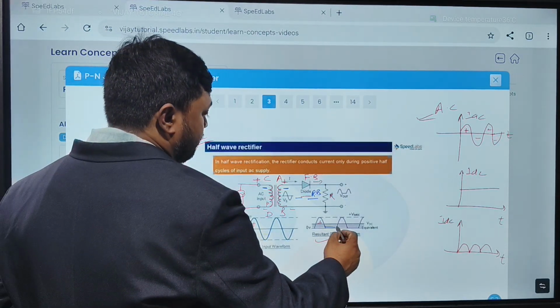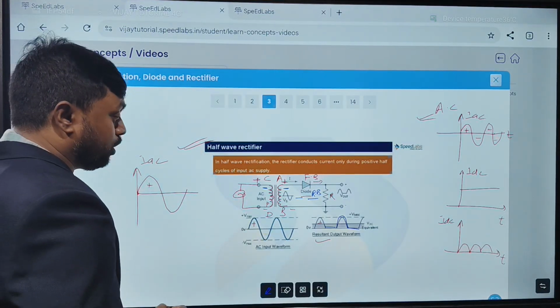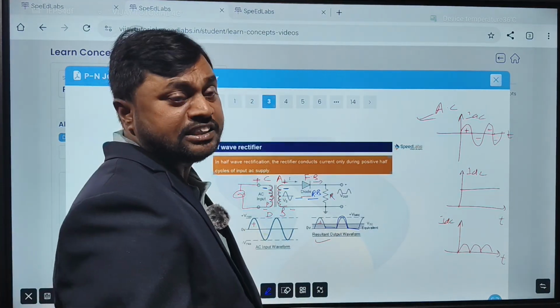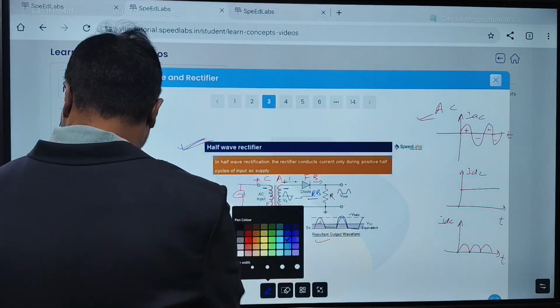Again, during the positive half cycle, we will get the output, and during the negative half cycle, we will not get the output. So only one half of the input signal is rectified. That's why it is called a half wave rectifier. Is it clear?